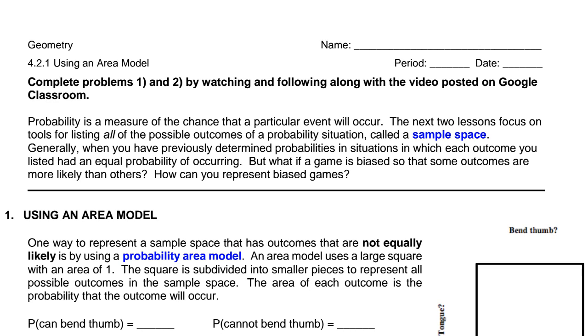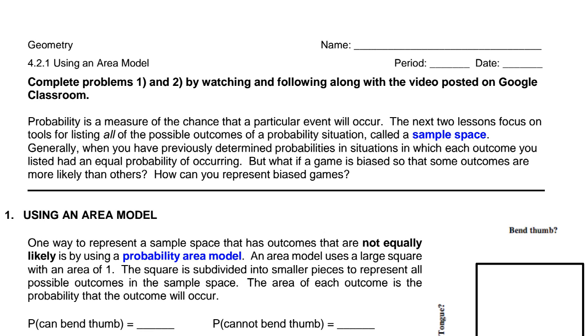Hey guys, we're gonna try something a little bit different since I'm not there. We're starting a unit on probability, and this is the first lesson, so we're gonna make it a digital lesson for you. I'm gonna go through this first page of the worksheet that you should have received. I'll go through the front side, and then you will do the back side using this video and the examples that we go through.